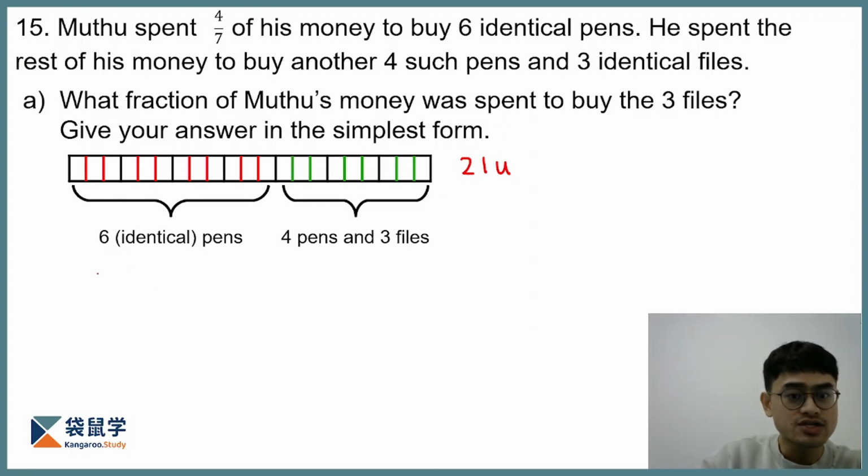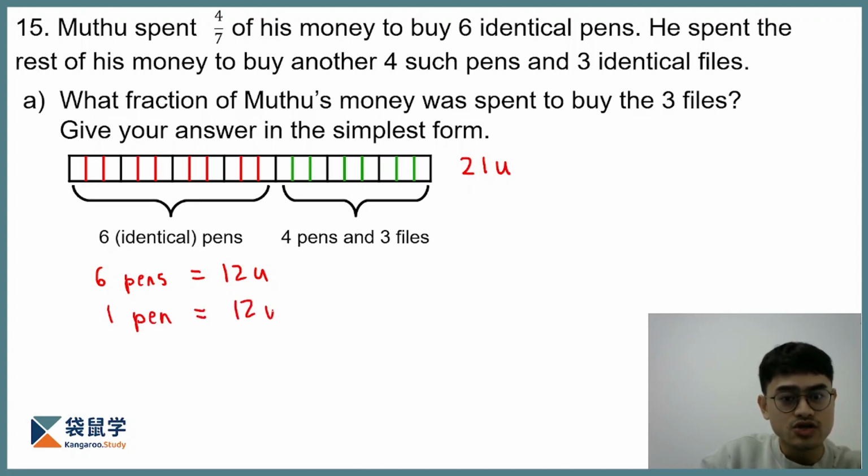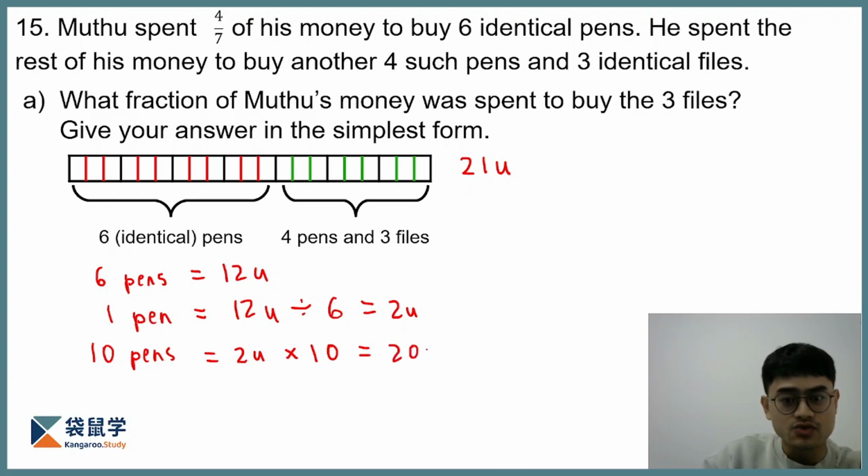So now from here we can actually continue, because if 6 pens is 12 units, how much is 1 pen? That's just going to be 12 units divided by 6, and that's going to be 2 units, right? It divides nicely now. And so he bought 10 pens in total, so that means we just need to take 2u times 10. And it's another simple multiplication of 20u.